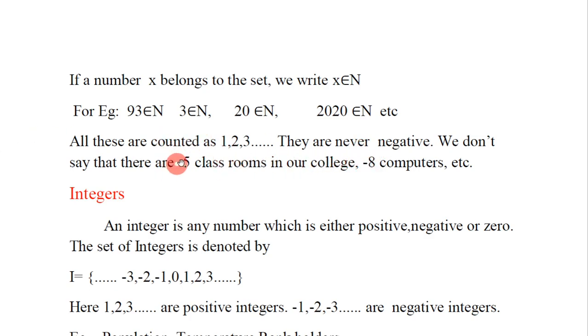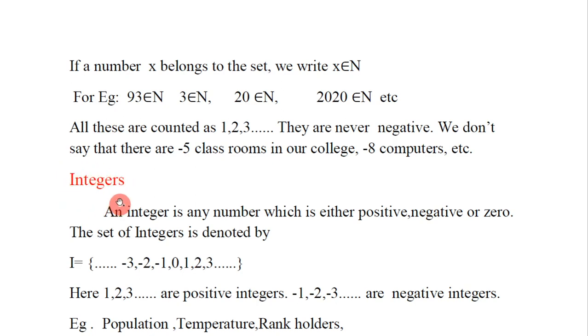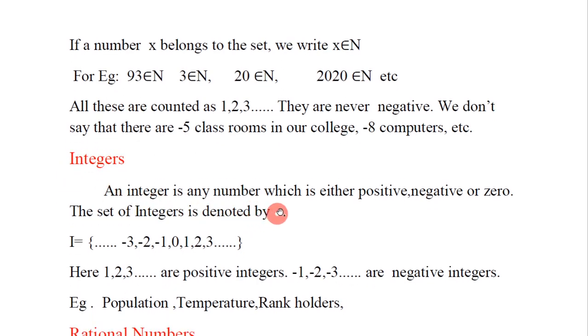All these negative numbers come in the set of integers. So let us see what is meant by an integer. An integer is any number which is either positive or negative or 0. So all positive numbers, which are also natural numbers 1, 2, 3, etc., and negative integers minus 1, minus 2, minus 3, etc., and 0, all together are called the set of integers. So it includes positive integers, negative integers and 0.